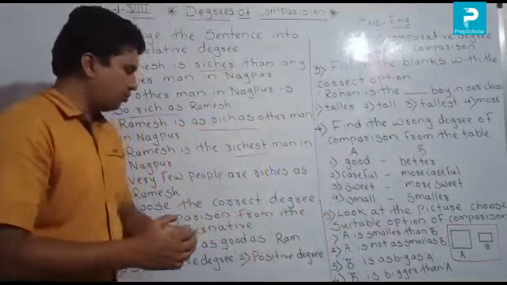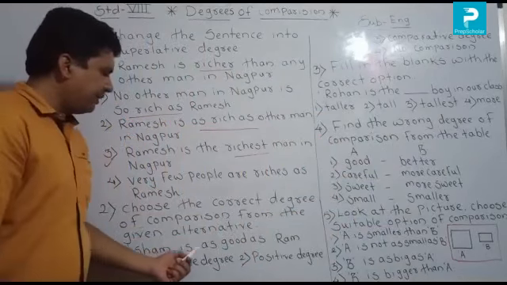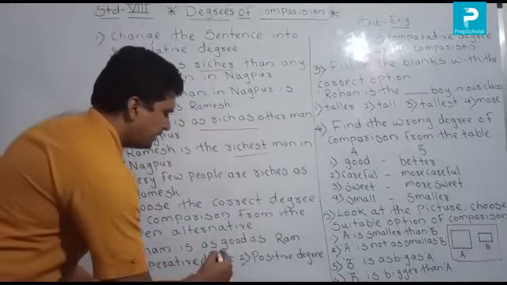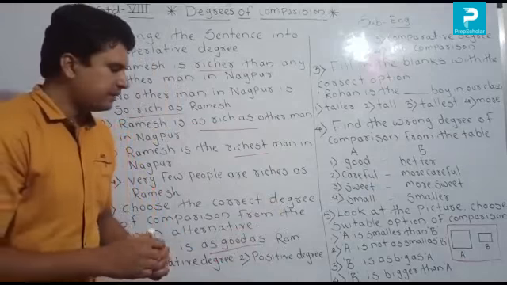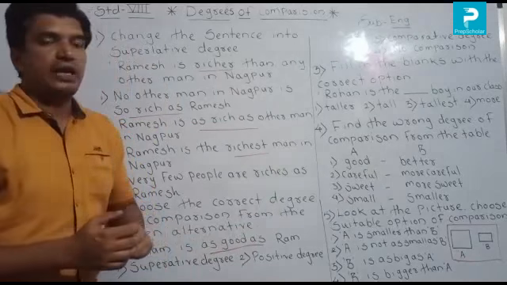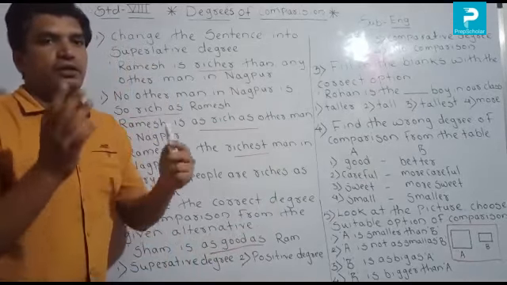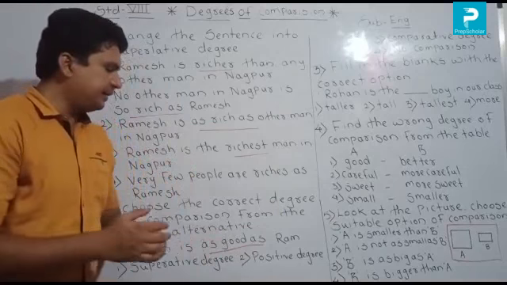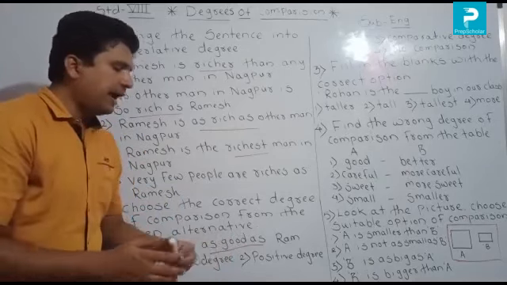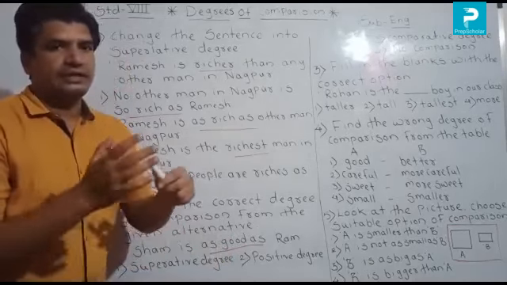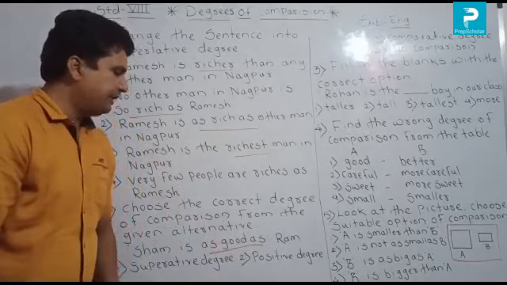So which is the correct option for this sentence? Sham is as good as. So as च्या मध्ये विशेषण आले. So as च्या मध्ये जर विशेषण आलं तर ते डिग्री आपण पॉझिटिव्ह डिग्री मध्ये लिहित असतो. So this sentence belongs to positive degree because as in the middle there is an adverb or adjective. So it is a positive degree.